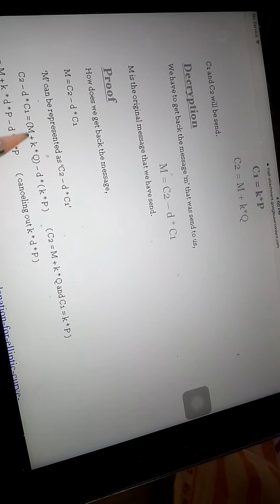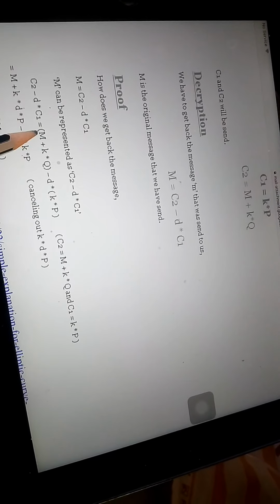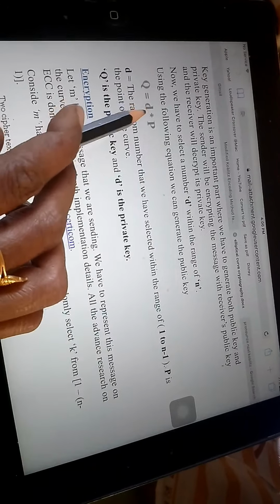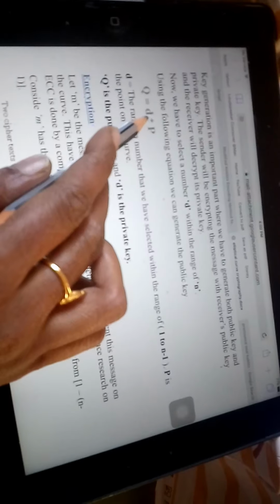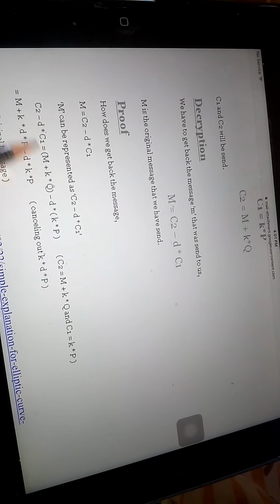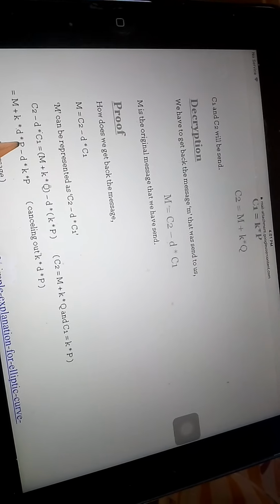Now let us solve this equation: m plus k into q minus d into k into p. You can see here m plus k into q. What is our q? Q is nothing but the public key. So q is d into p. Substituting the public key d into p in the place of q in the decryption equation, m plus k into q, where q is our public key, becomes m plus k into d into p, minus the rest of the equation, d into k into p, correct?